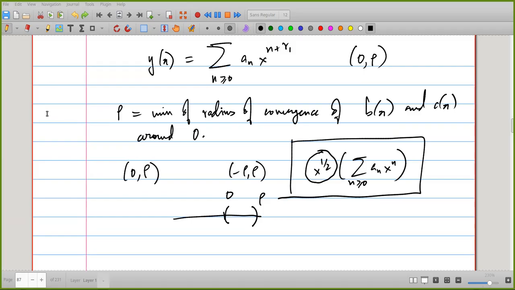Yeah, I hope that answers the question. Even from our intuition, this x to the power half is obviously not going to behave well at 0. So obviously we should not expect this function to extend across 0 in a nice way. Okay, any other questions?